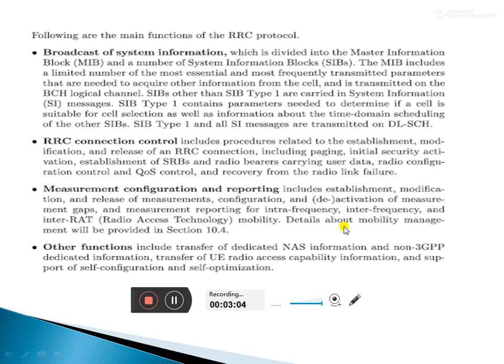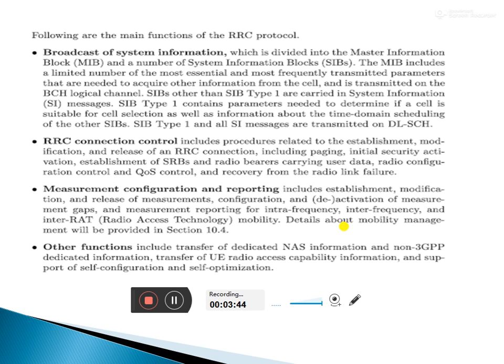Now the main functions of the RRC. The first function is broadcast of system information. The second function is RRC connection control, and the third one is measurement configuration and reporting, along with other functions. First, broadcast system information can be divided into two types: one is the MIB, the master information block, and the other is the SIB, the system information block.